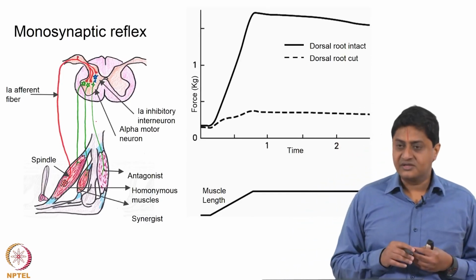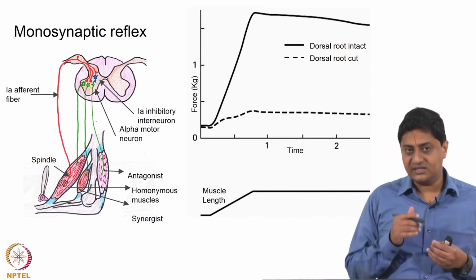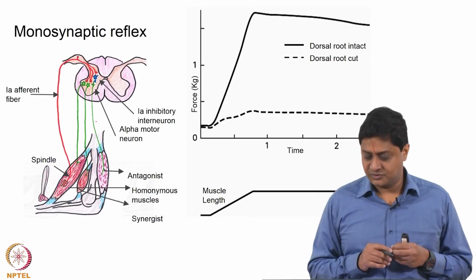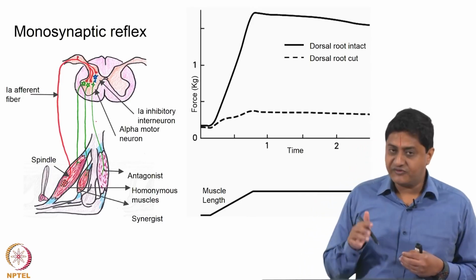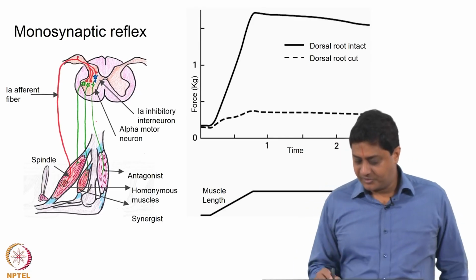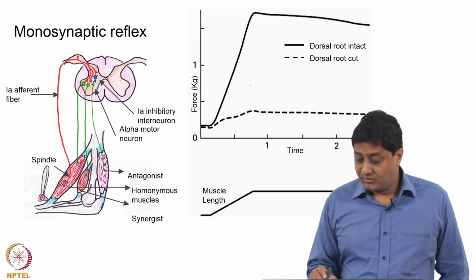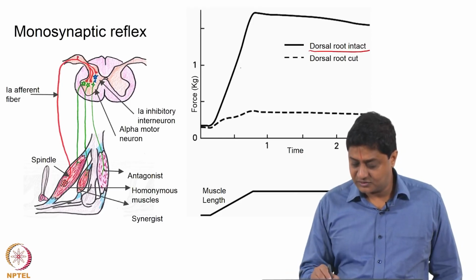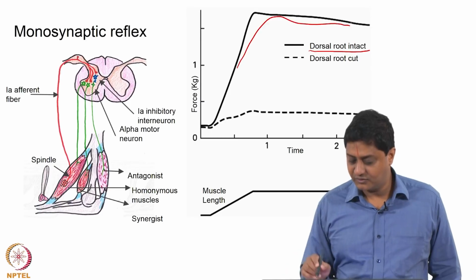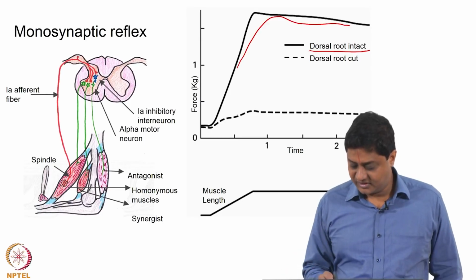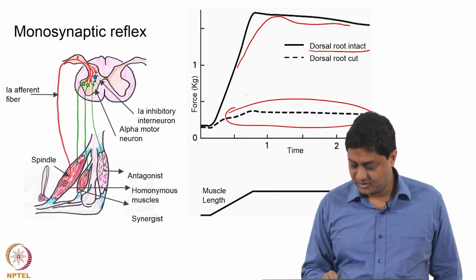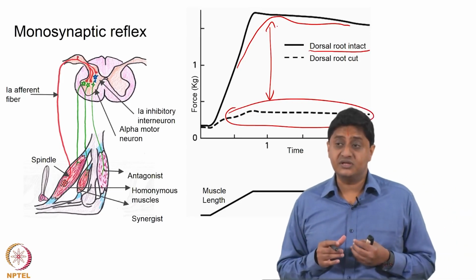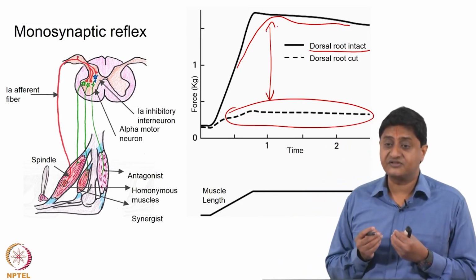Only about 100 years ago, it was found that if you transect the dorsal roots, this response disappears. If you cut the dorsal root, there is a big difference from when the dorsal root is intact. When the dorsal root is intact, this is what is found, and when the dorsal root is cut, this is what is found, a big difference. So, this means that the dorsal root is absolutely necessary for this function.